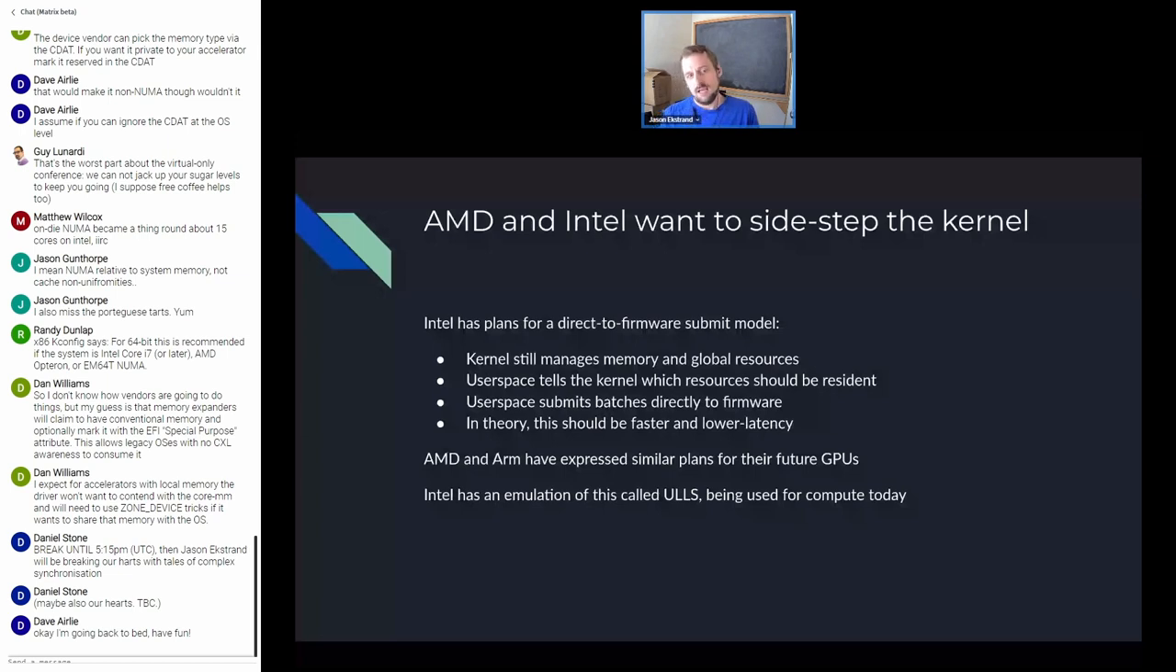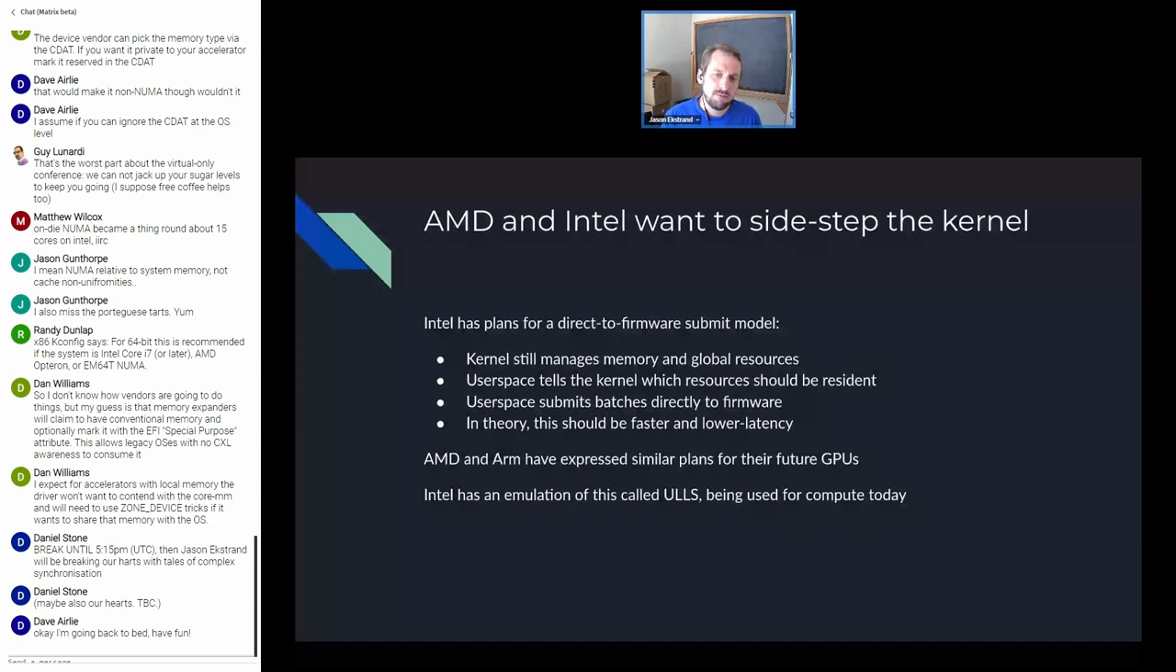Basically, the kernel driver still manages memory and any sort of global resources. User space tells the kernel what resources it wants to be resident in memory at any given time and where to map them into its page tables. And then user space submits its batches directly to firmware without the kernel really knowing what's going on. In theory, this should be faster, lower latency, and all sorts of other good things.